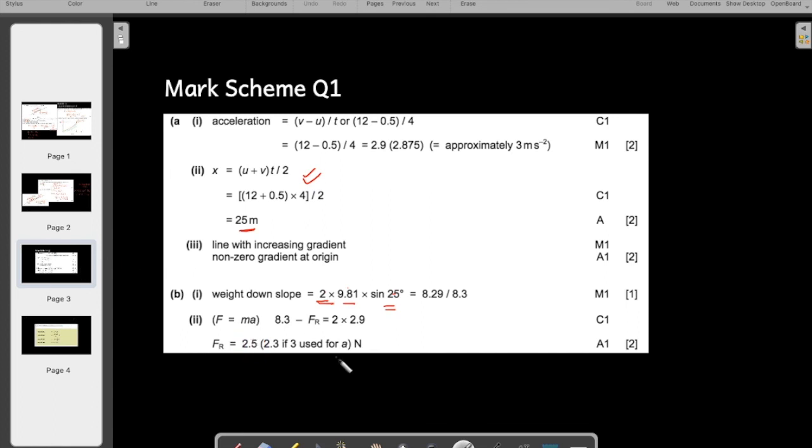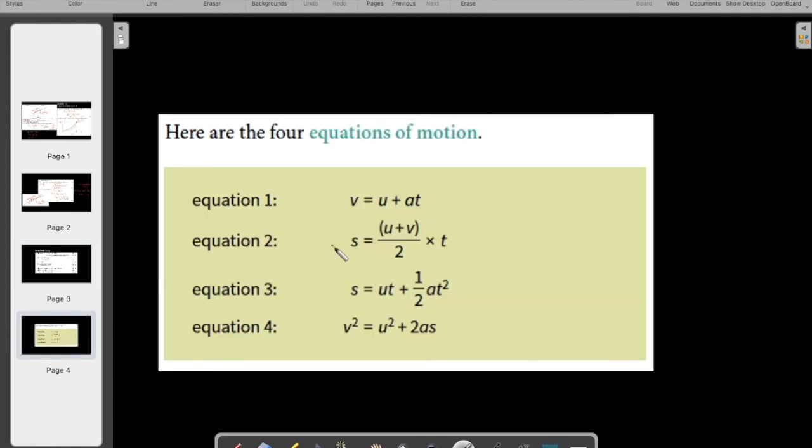Right, so this was your mark scheme. You can pause the mark scheme, understand it, and all this question was based on your equations of motion. The next question again will be on the equations of motion. Stay connected.